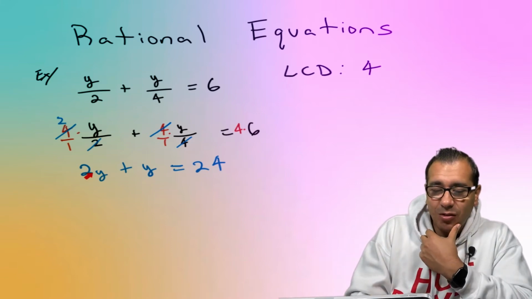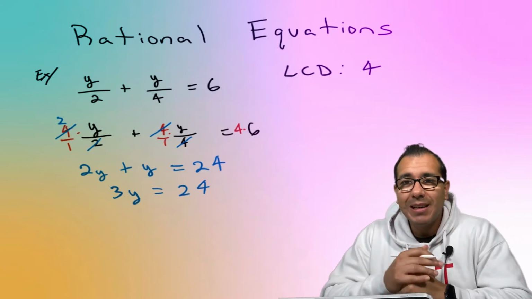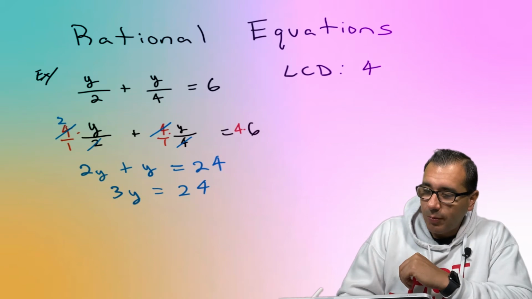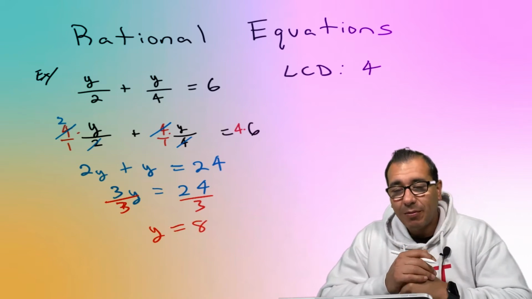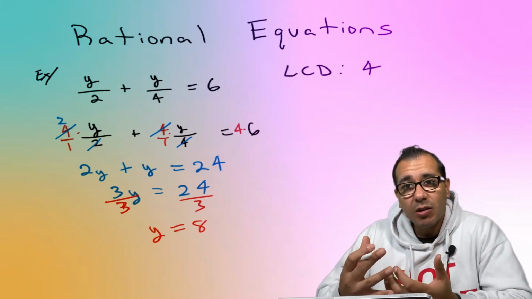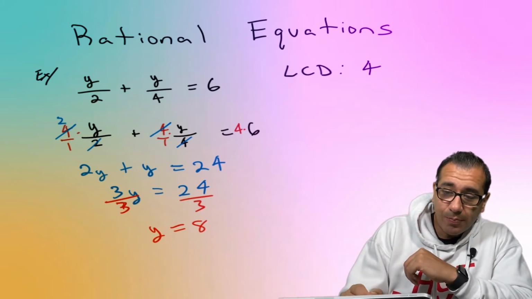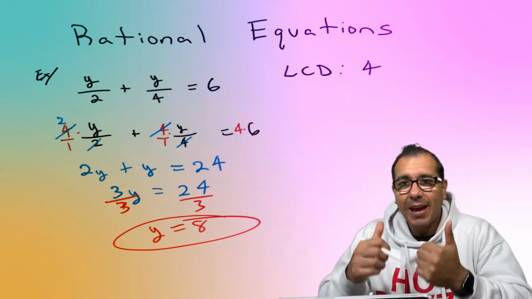I could add these two. So 2y plus 1y just gives me 3y. Now I'm going back to my regular linear equations, which are very easy to solve. Then I divide both sides by 3. So we're left with y equals 8. And now you could plug it back in just to make sure you didn't make a mistake. 8 divided by 2 is 4. 8 divided by 4 is 2. So 4 plus 2 is 6. Absolutely. So we check our work and we're right on.